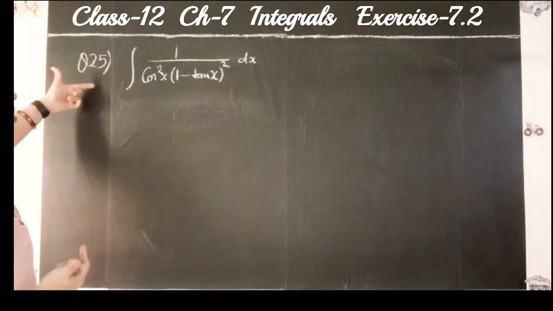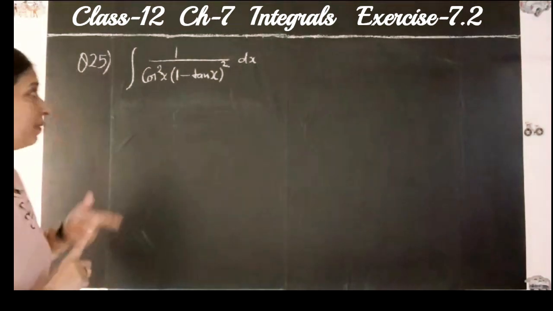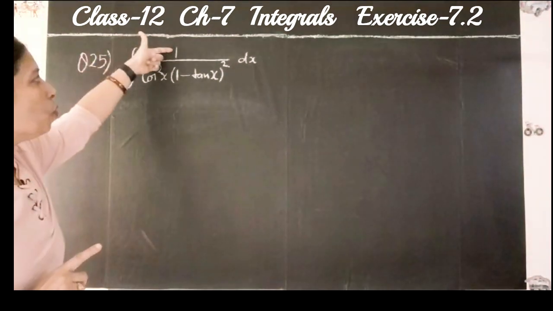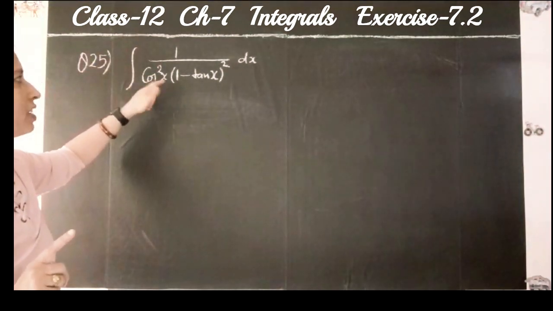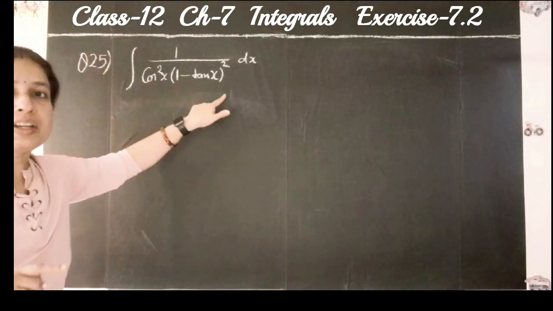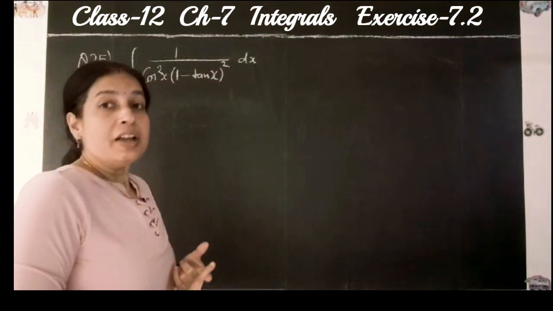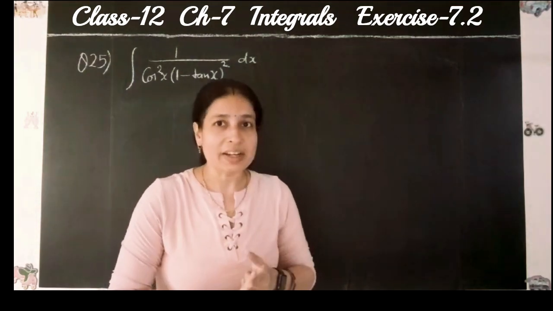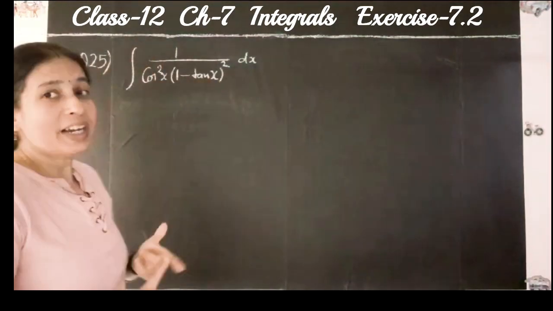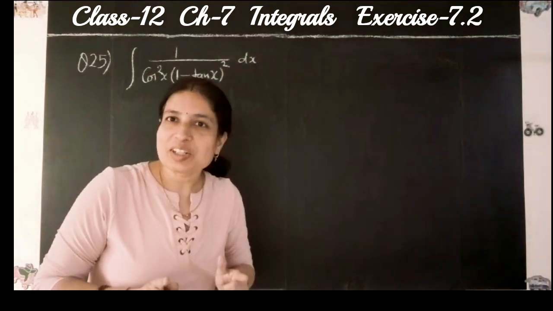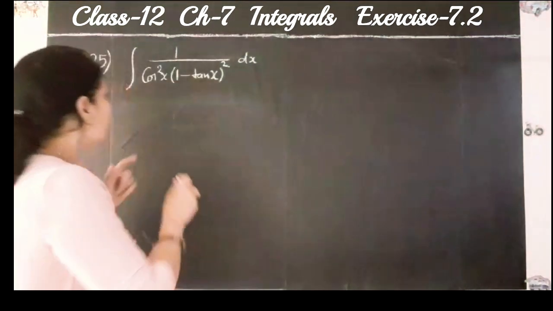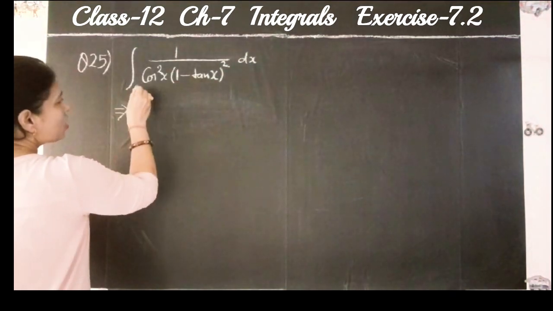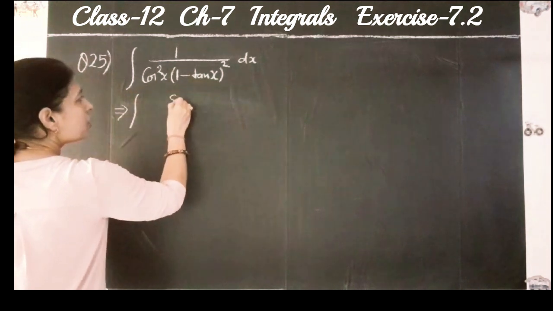So our next question is question number 25. It is integral of 1 by cos square x into 1 minus tan x whole square dx. We know that derivative of tan x is equal to sec square x and we also know that 1 by cos square x is equal to sec square x. So in place of 1 by cos square x, write here sec square x.